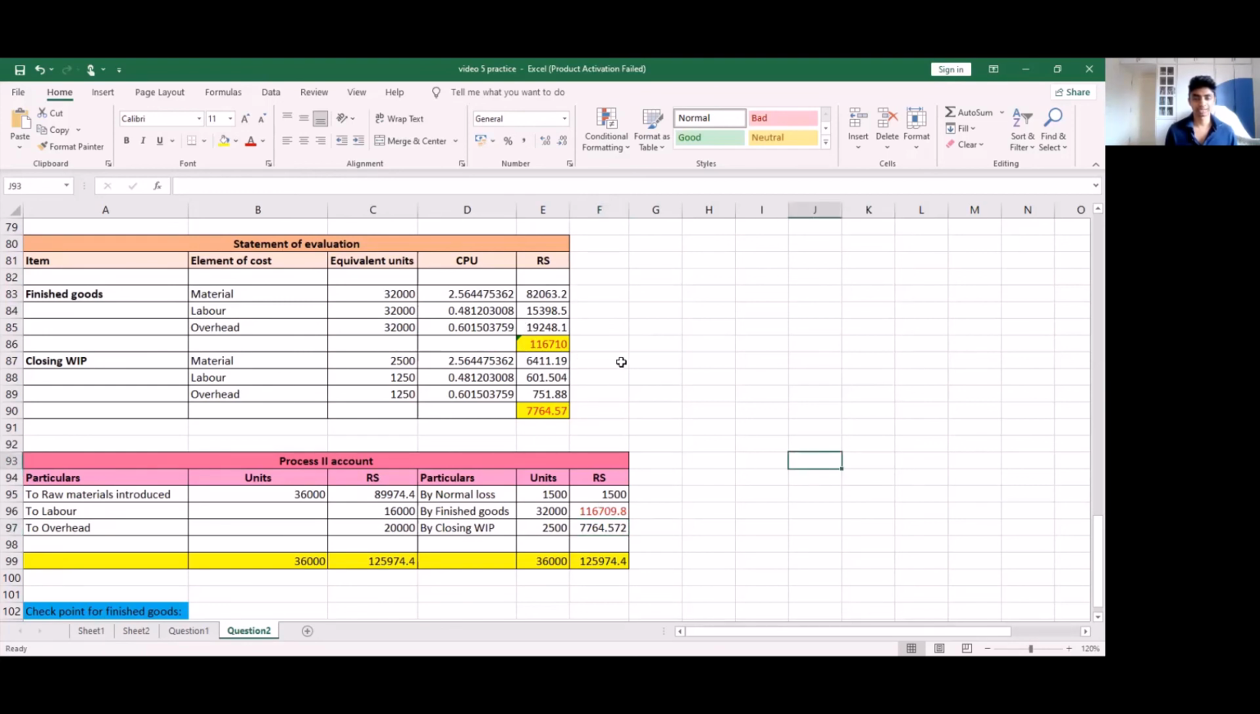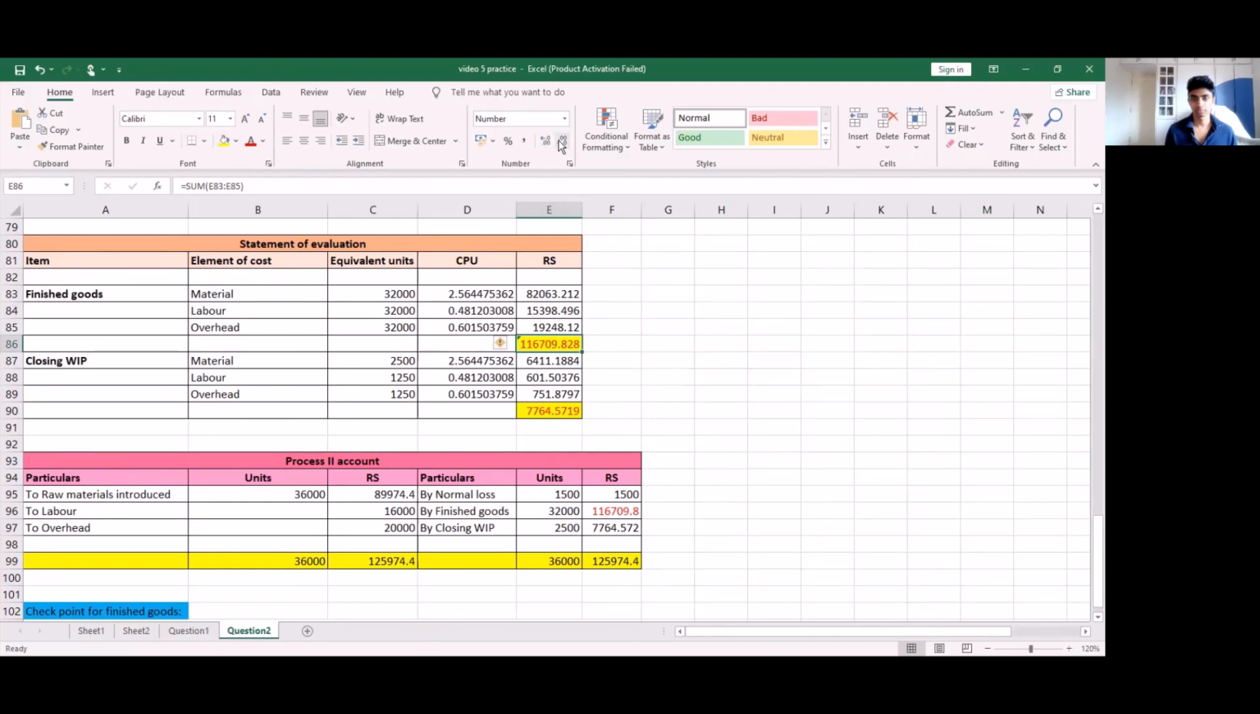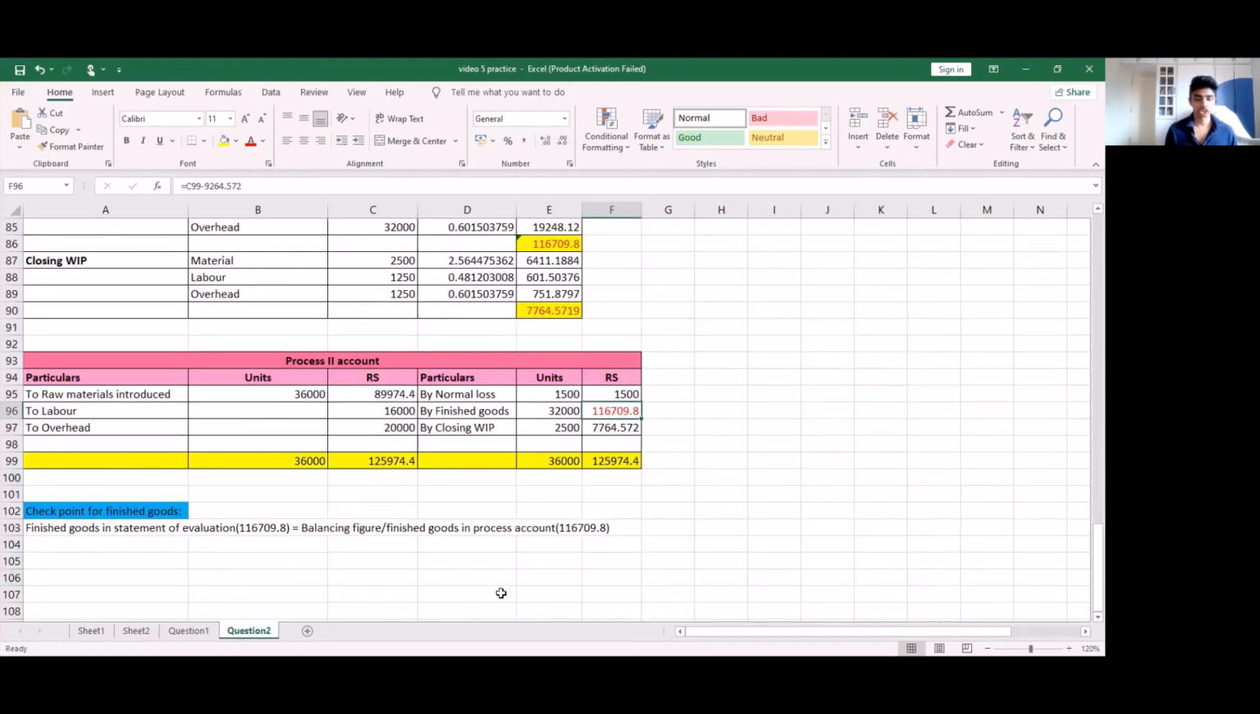Here we have 1,16,710. Let's find out what this would be if there were decimals. And we have the same figure for both. So in our statement of evaluation and in our process account, we get a figure for finished goods as 1,16,709.8. And now since these two figures match, our question is right. And with this, we are done with question 2 as well.